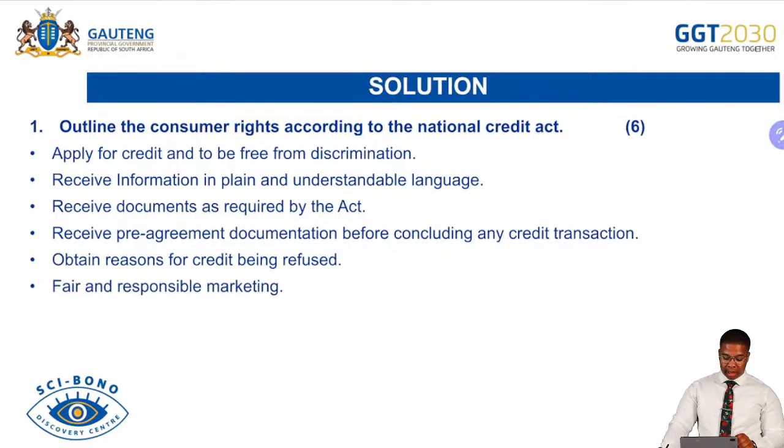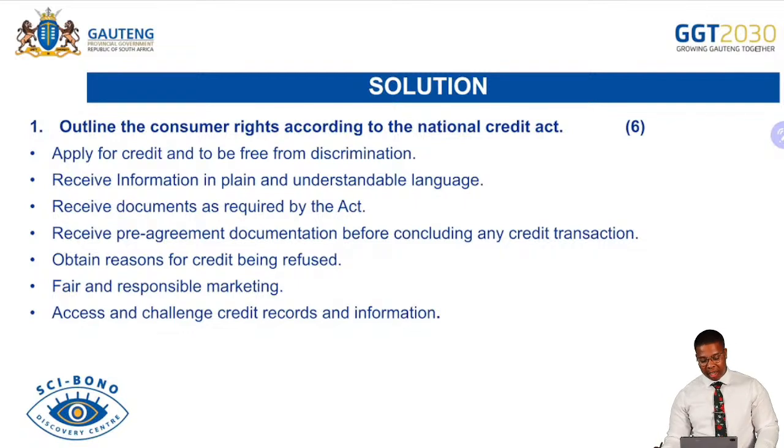Provide reasons. Then they also have a right to fair and responsible marketing, to say that as part of advertising, the process should be fair and attract candidates in a way that only candidates who want to buy on credit will be granted the opportunity, and it should not change when that particular customer goes to the business to try and buy on credit. And then access and challenge. They also have access and the ability to challenge any credit records or information about their credit.